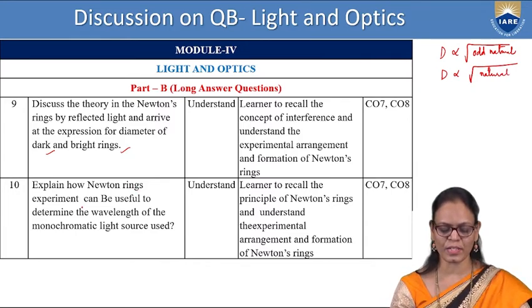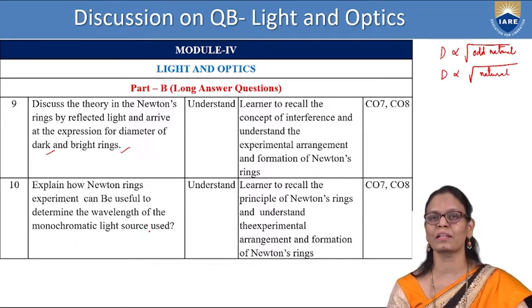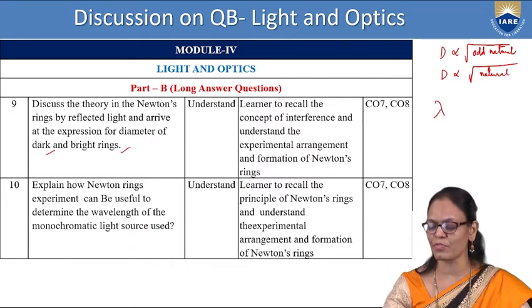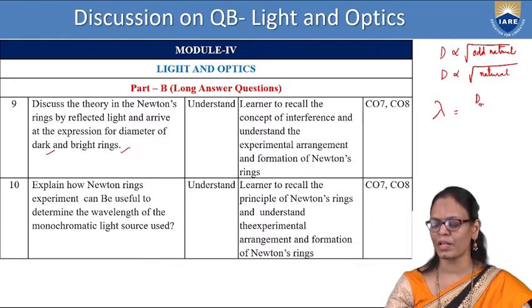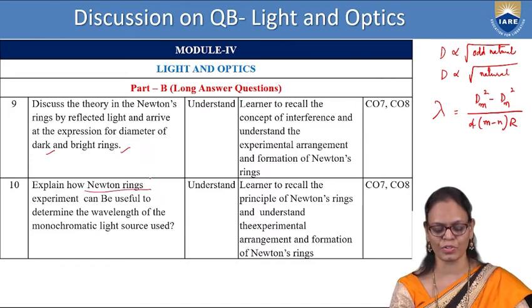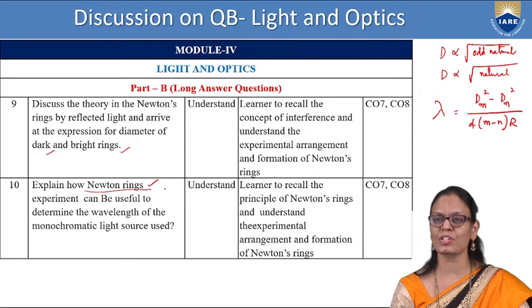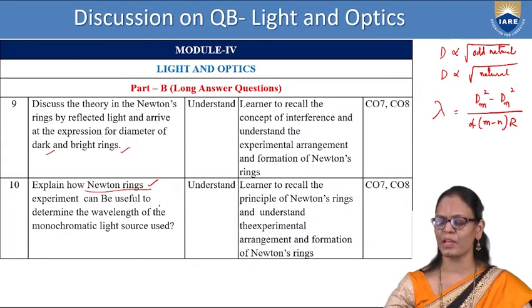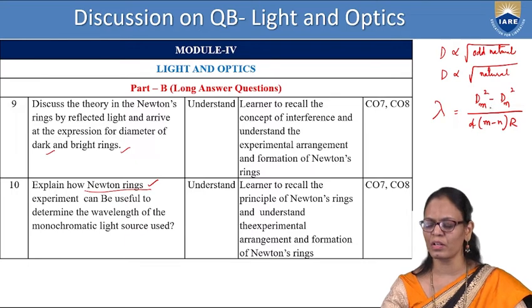Explain how Newton's rings experiment can be useful to determine the wavelength of the monochromatic source used. So we have to derive the expression for lambda. Lambda is equal to dm square minus dn square upon 4 into m minus n into r. So you will explain the entire setup for Newton's rings, how Newton's rings are formed, derive the expressions for dm and dn. Then we will use the formula for lambda and calculate. Knowing the value of r, you can find lambda.